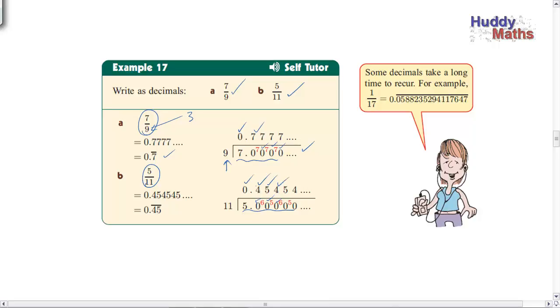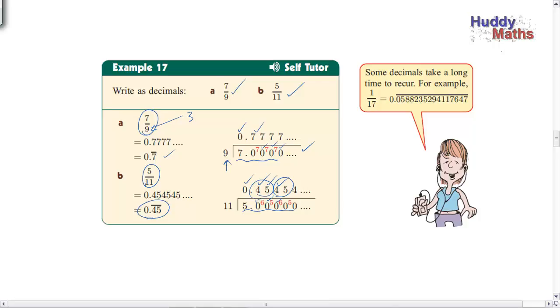Oh, a pattern's starting to come out, isn't it? Every time you do a division after the first division, you start to repeat the same carryover number, the remainder that's left on division, and you get that pattern. So you would write it as 0.45 with a bar over the top.